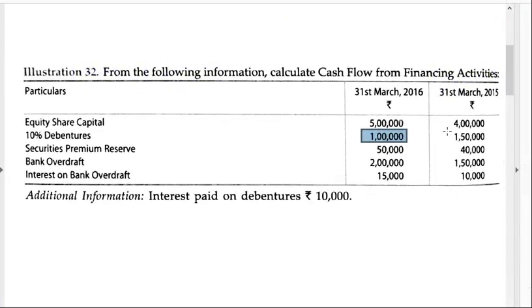Earlier our debentures were 1,50,000. We borrowed 1,50,000 from the public, but now we have 1 lakh. That means we have paid them back 50,000.